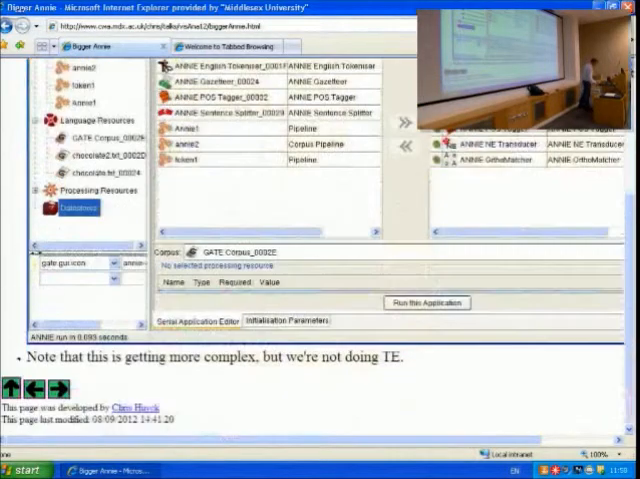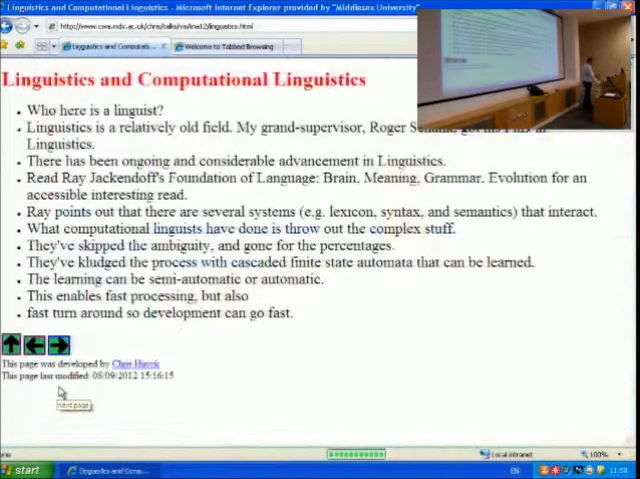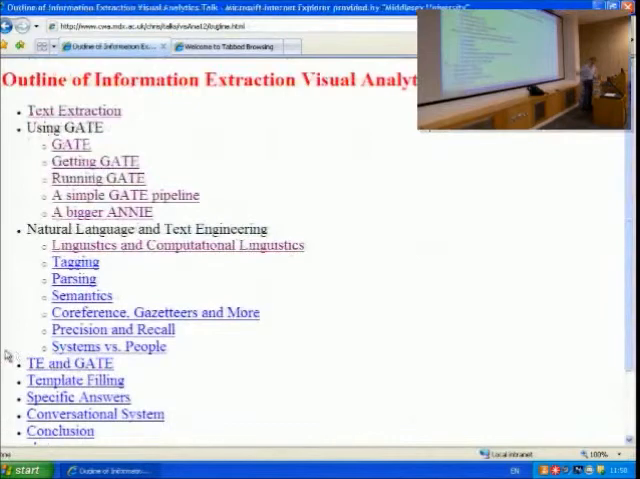Okay, which takes us to linguistics. So what I've done is I gave you Gate. I'll do a little bit more Gate down here. But now I want to talk about natural language processing.